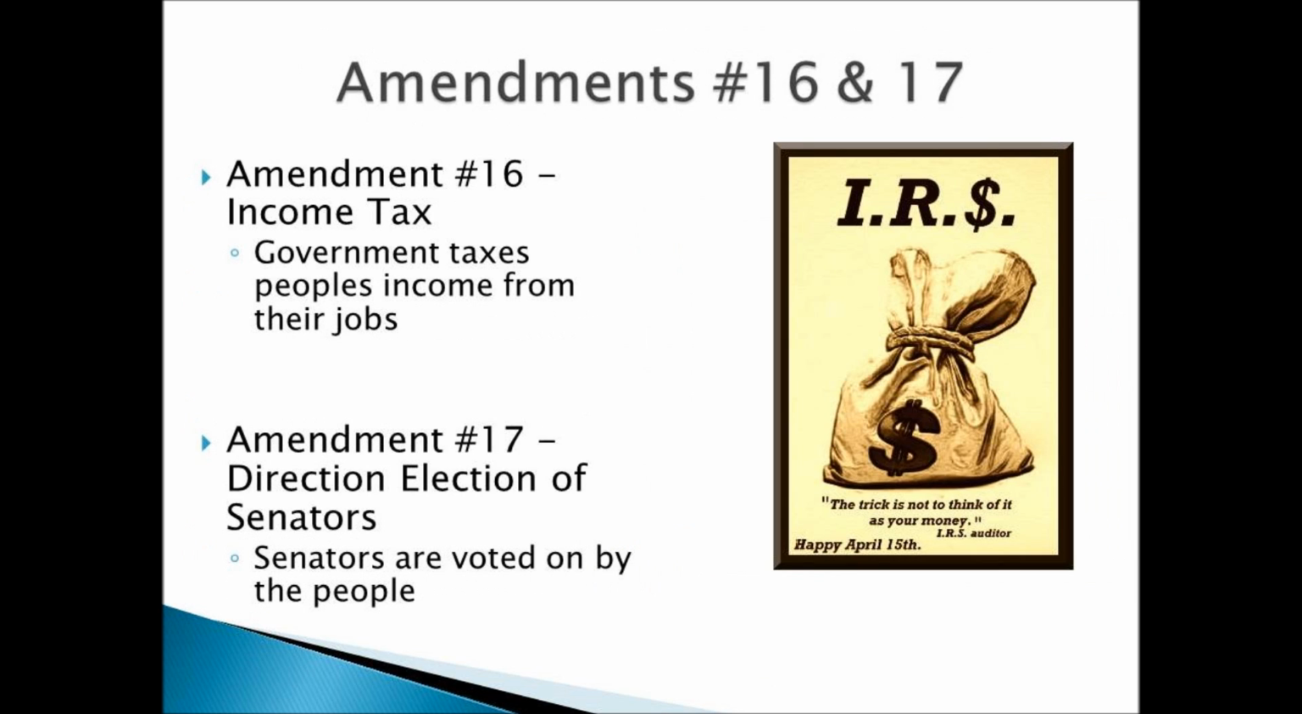Amendment 16 and 17. Amendment 16 allows the government income tax. All right, this allows the government to collect taxes on people's income, which allows them to obviously have more money. And the 17th Amendment allows direct election of senators. Senators are voted on by the people, and this makes it much more democratic.